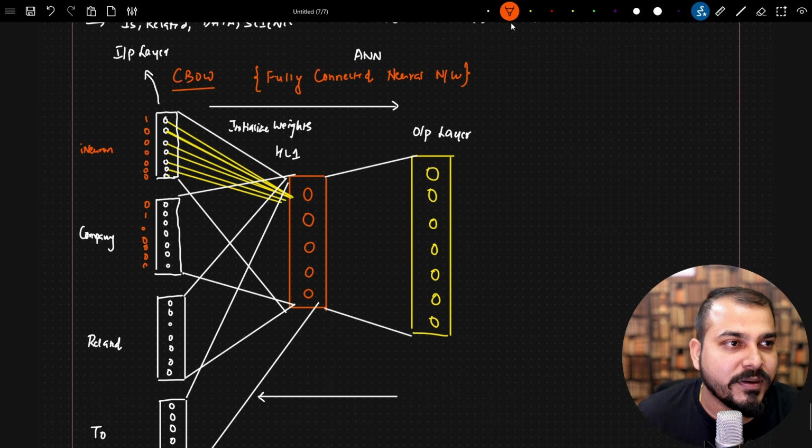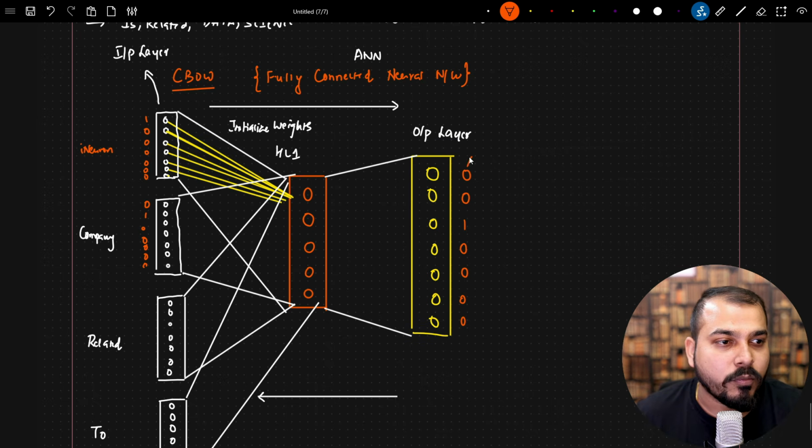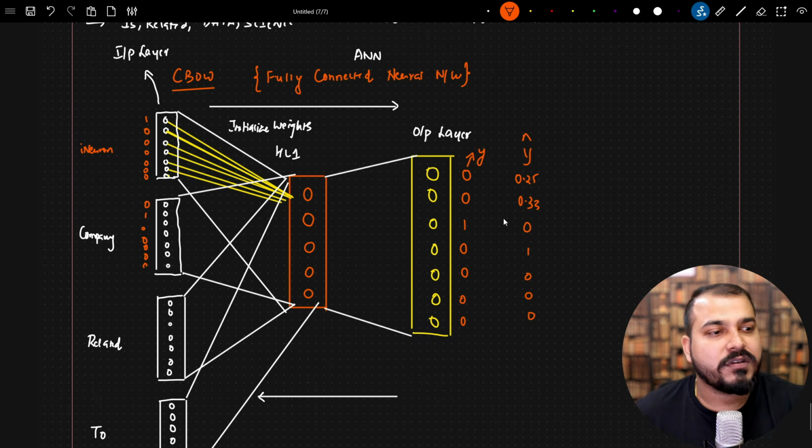So this will basically be represented in this vector format, that is 0, 0, 1, 0, 0, 0, 0, right? But while we are training the model with different weights, this is my true output, this is my Y. I may also get different Y hat, right? I may get some values like 0.25, I may get some values like 0.33, then like 0, 1, 0, 0, 0, something like this.